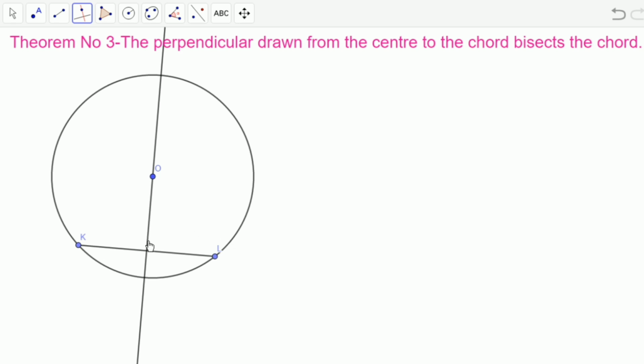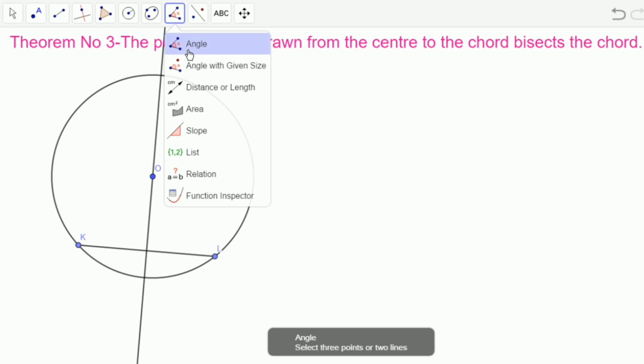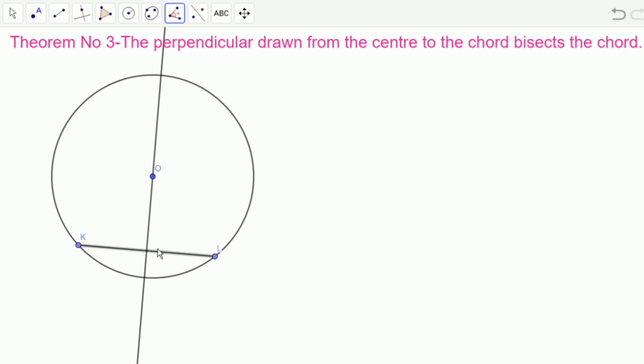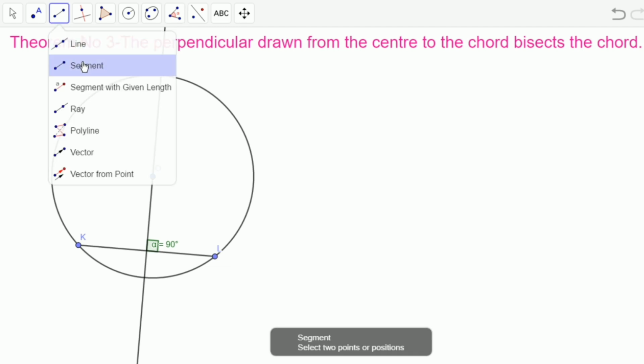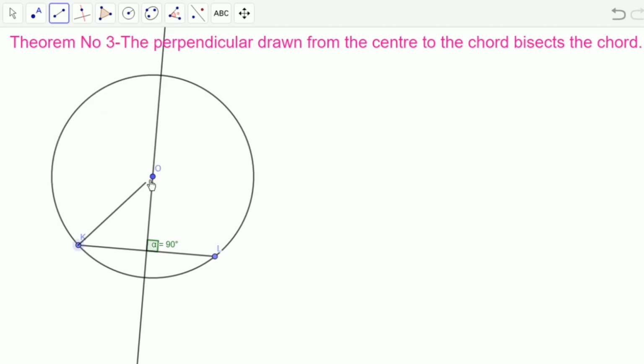If we have drawn, so the angle, let's measure the angle. The angle is 90 degree, right? So we have drawn a perpendicular from the center to the chord. Now this has to bisect the chord, right? So firstly, let's draw a construction, right? Construction will be line segment from this point to this point, and then this point to this point. This is the center, O is the center, right?